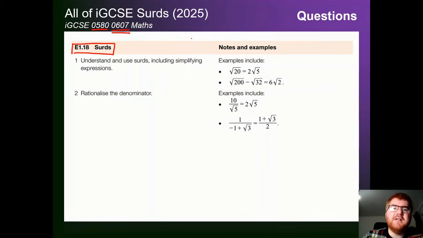Now, for 0580, what has been added? Well, we need to understand and use surds, which we'll go through today, including simplifying. So I've given some examples here. And we also need to be able to rationalize a denominator. I'll also talk about that in this video.